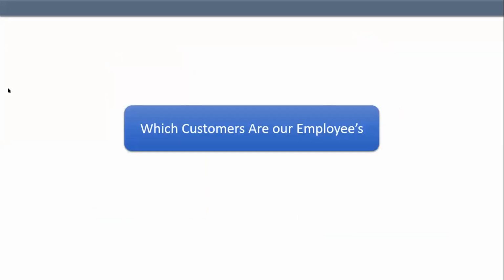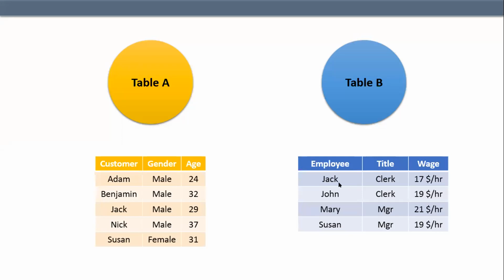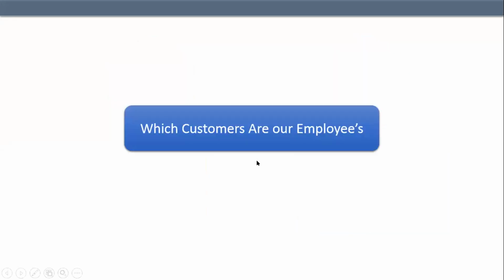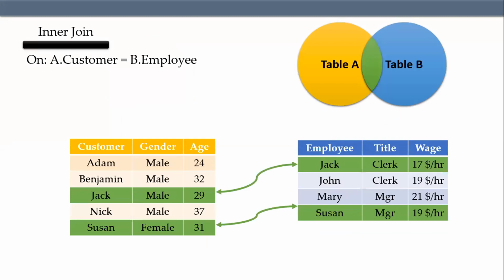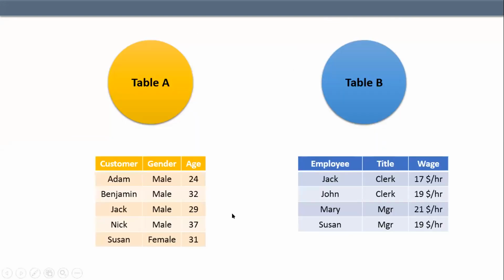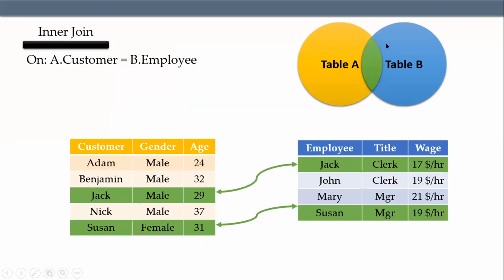All right, Jack and Susan, very good. That is correct. So Jack is an employee as well as a customer. What we do is something which we call an inner join. I want only those records which match in both the tables. In terms of a Venn diagram, that is what you call an inner join.